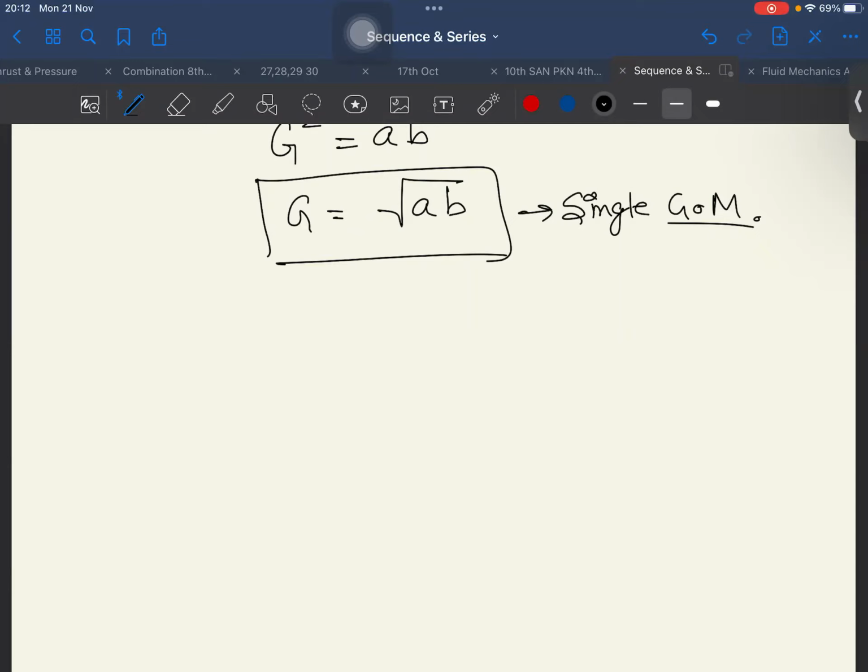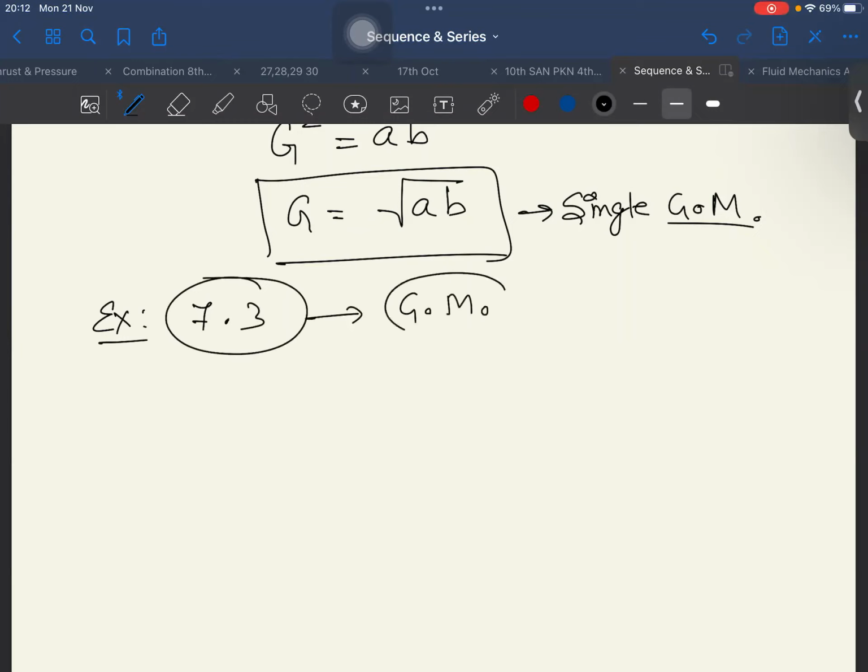By that time, solve exercise 7.3. Complete questions other than GM, geometric mean, plus miscellaneous also. So other than geometric mean, you solve all the problems. If you have doubt, let me know. Okay, see you tomorrow. Bye.